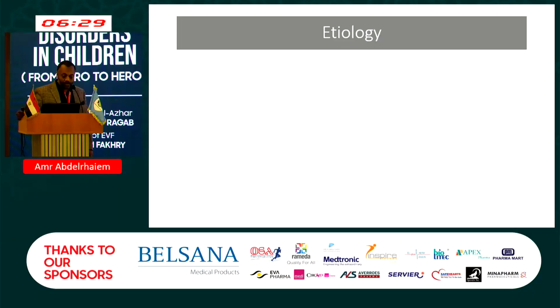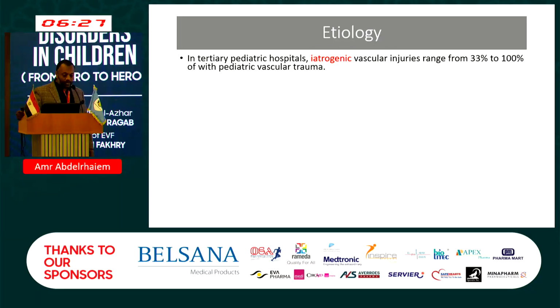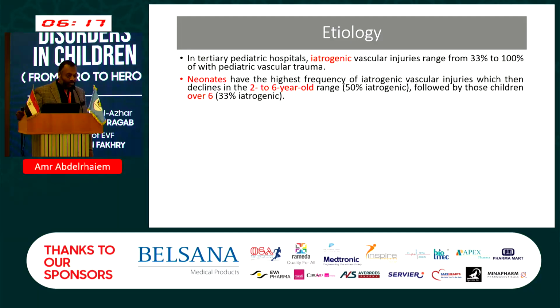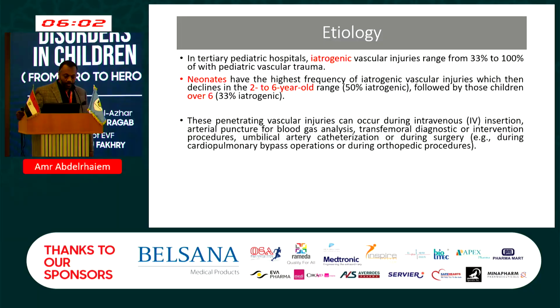The etiology. Iatrogenic vascular injury represents from 33 to 100% of pediatric vascular trauma, especially in the neonates, where it is almost 100%. In the 2 to 6 year old patients, 50% are iatrogenic, and in older patients, 33% are iatrogenic. The iatrogenic injuries are, of course, because of intravenous insertions, different procedures, and umbilical catheterizations.